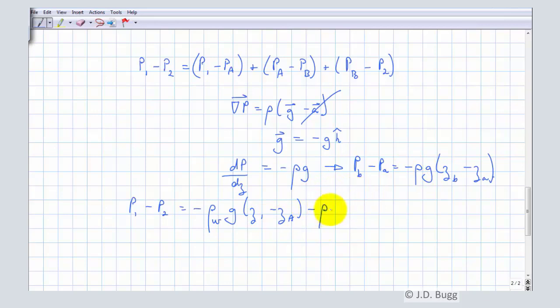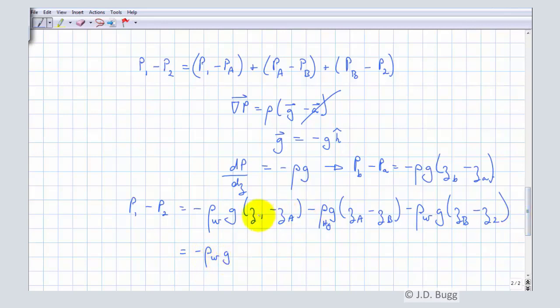Then minus rho of mercury times G, ZA minus ZB. Finally, minus rho of water again times G, ZB minus Z2. Now we want to go back to the diagram and just see what these elevation changes are. So we're going to be rewriting this again, but we'll write these elevation changes in terms of the dimensions on the diagram. So this is minus rho water G.